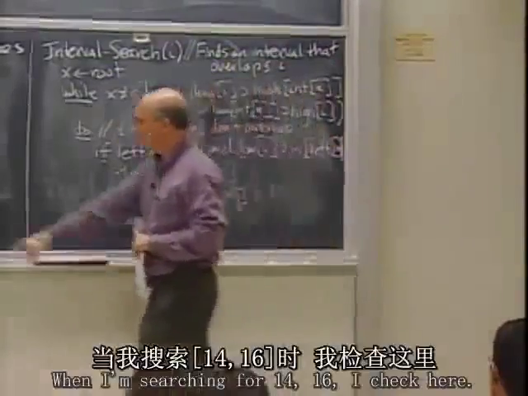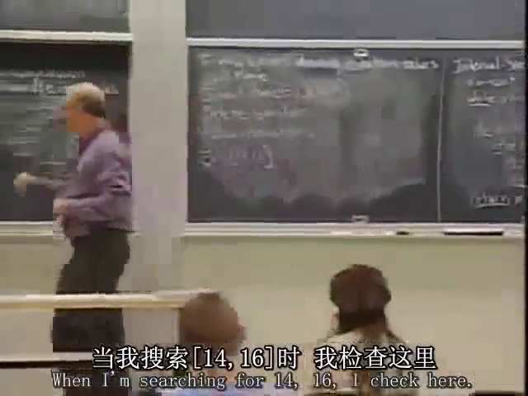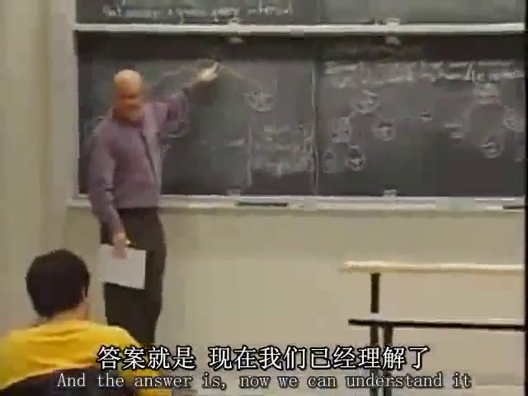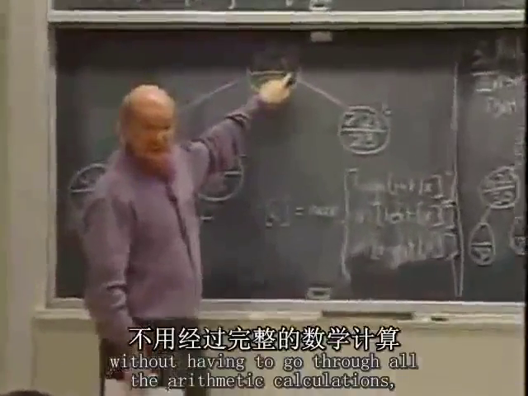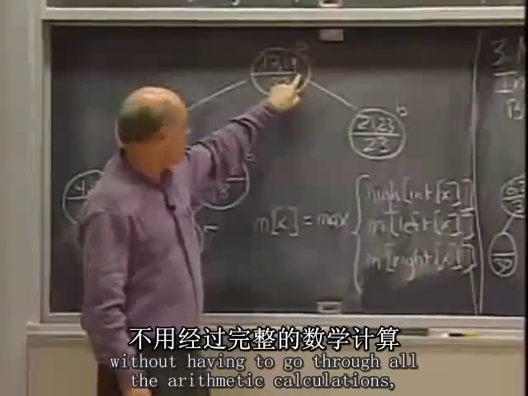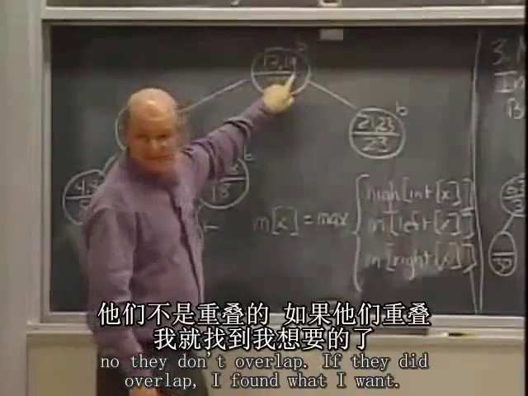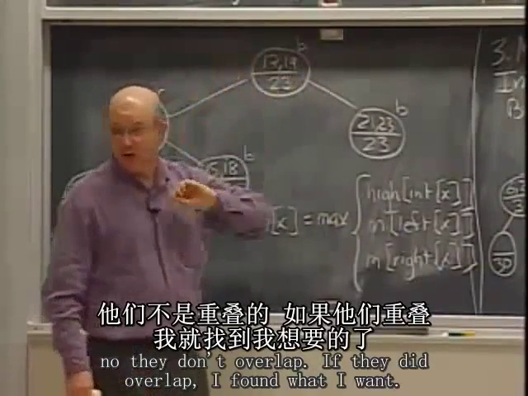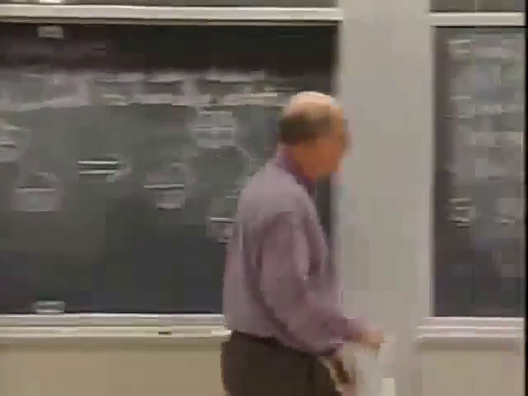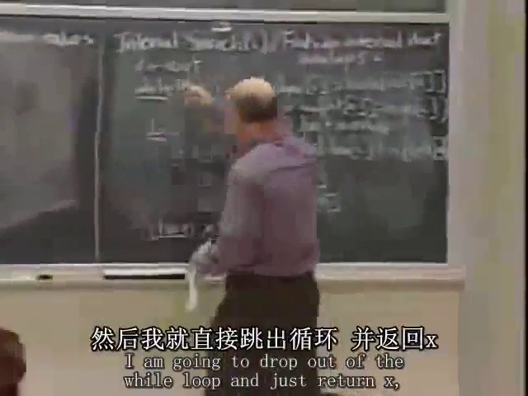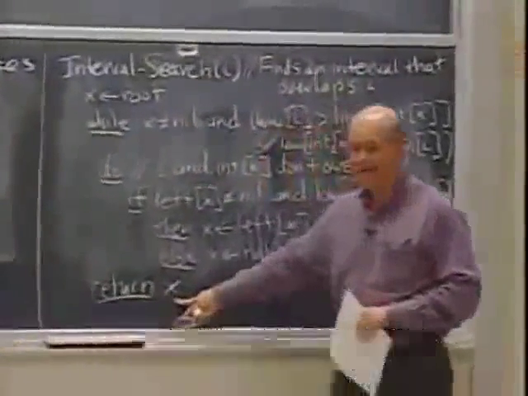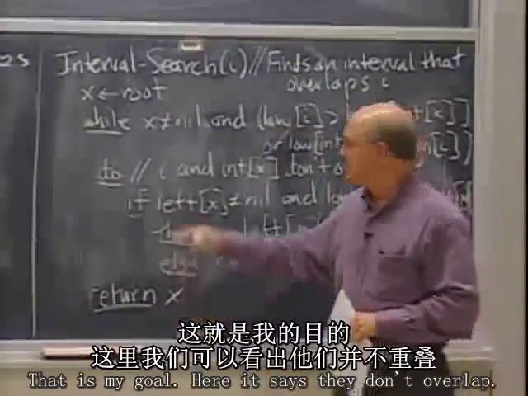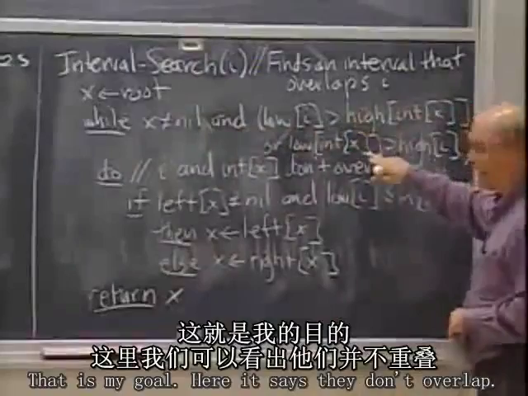So when I'm searching for 14, 16, I check here and ask, do they overlap? Now we can understand it without going through all the arithmetic calculations. No, they don't overlap. If they did overlap, I found what I want, and I'd drop out of the while loop and just return x, because I'll return something that overlaps. That's my goal.